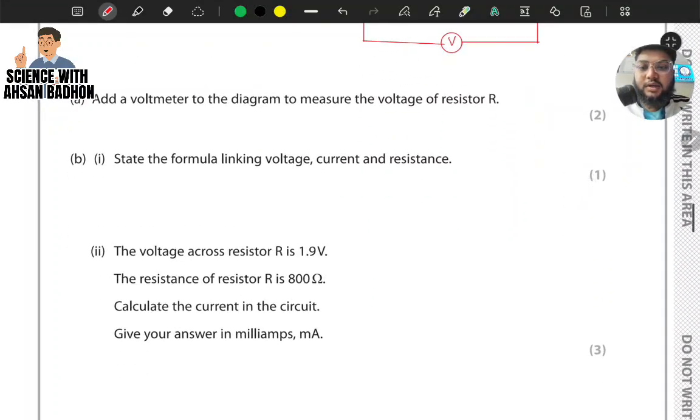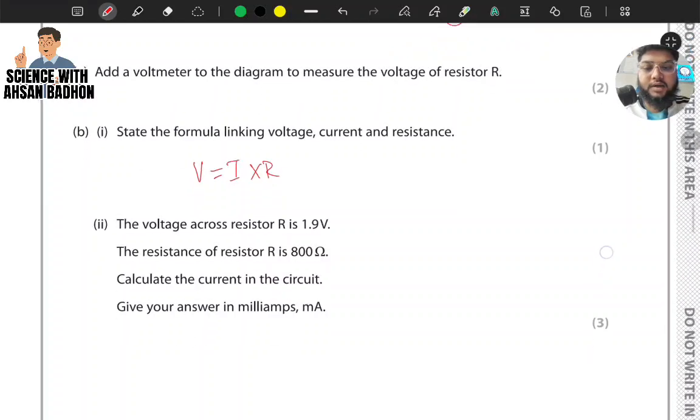Okay, then let's move on to the next question. State the formula linking voltage, current and resistance. We know voltage equals current times resistance, so V equals IR. So you can write down the formula here.